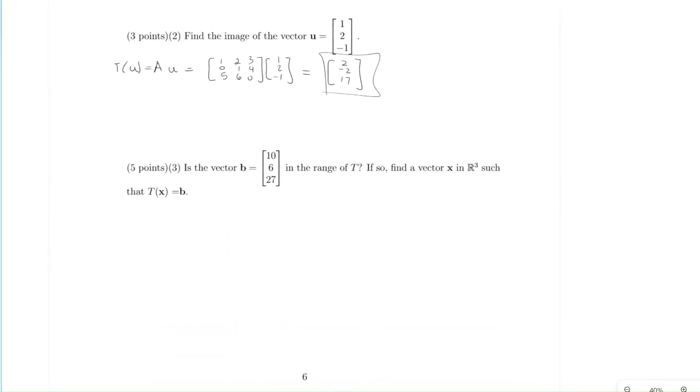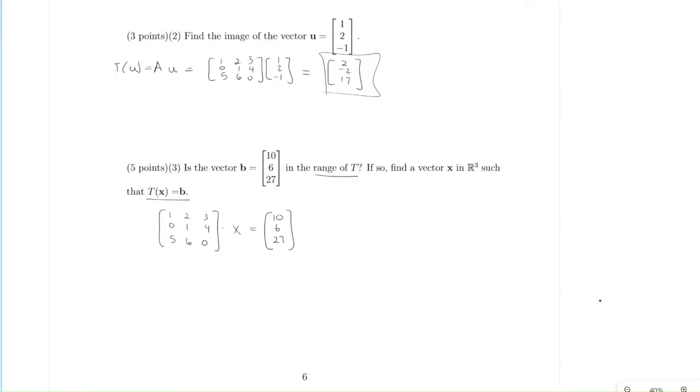In part 3 we have, is the vector b in the range of T. So when it's asking for the range of T, it's asking if it's in the column space of T. So one way you can do that is to see if a valid solution exists for T of x equals b. So we can have 1, 2, 3, 0, 1, 4, 5, 6, 0, and this is just the A matrix times some x equals b, which is 10, 6, 27.